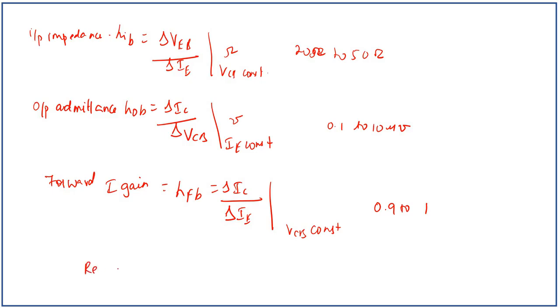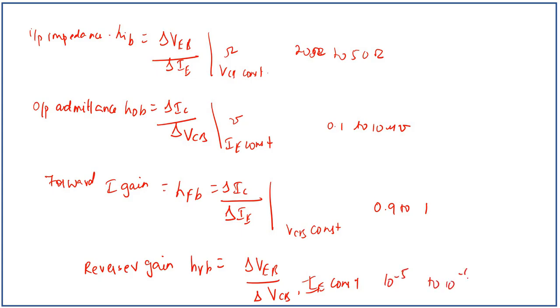And then we have reverse voltage gain HRB. So it's input voltage by output voltage. So it is del VEB by del VCB, keeping IE constant. So slope of VEB versus VCB curve. The value is from 10 to the power minus 5 to 10 to the power minus 4. Next we shall go for common emitter transistor.